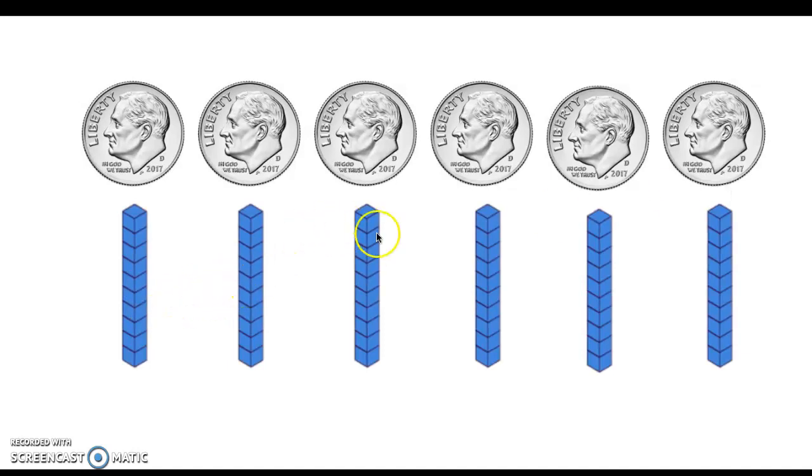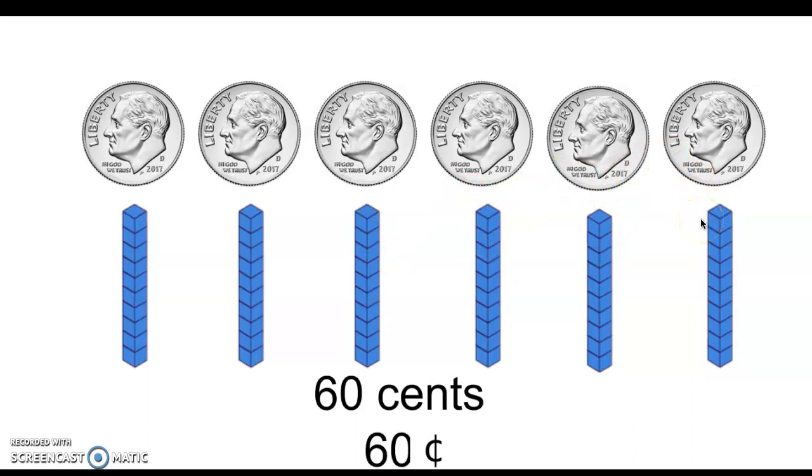10, 20, 30, 40, 50, 60. I have 60 cents. So I could say if I have 1, 2, 3, 4, 5, 6 dimes, I know I have 60 cents because I'm going to count them by tens.